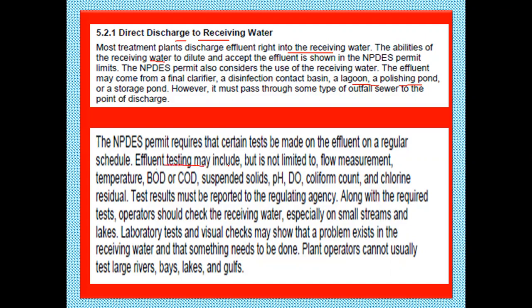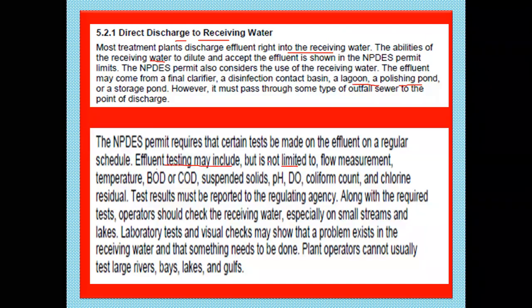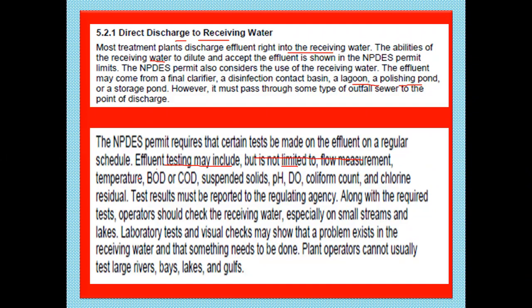Effluent testing may include the flow measurement, temperature, BOD, COD, SS, pH, DO count, and chlorine residues. Laboratory tests and visual checks may show that a problem exists in the receiving water and something needs to be done. Plant operators cannot usually test large rivers, bays, lakes, and gulfs.